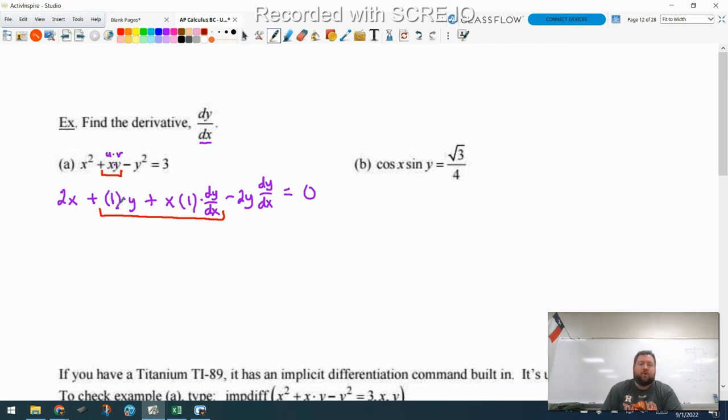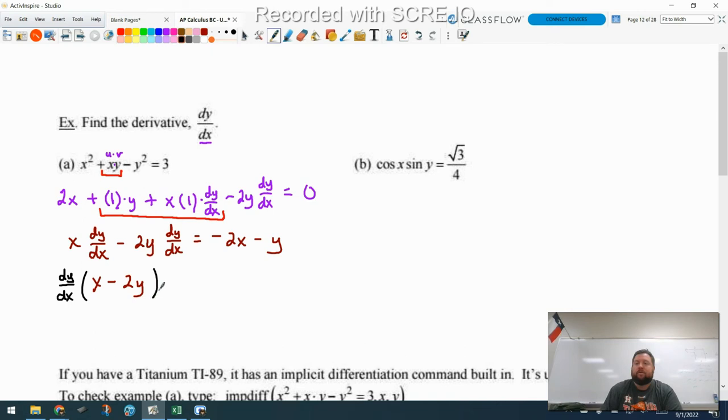Okay, I'm going to get rid of these times 1s as well. I don't need those. So x dy over dx minus 2y dy over dx is equal to negative 2x minus y. All right, now we are factoring out the dy over dx, leaving us with x minus 2y on the inside. And finally, we are dividing to get our dy over dx by itself. That's it.